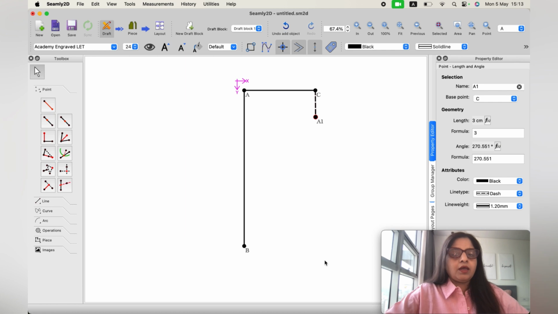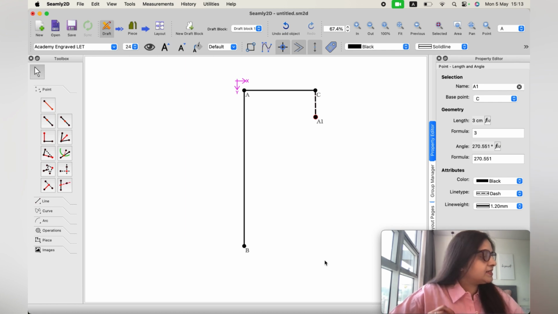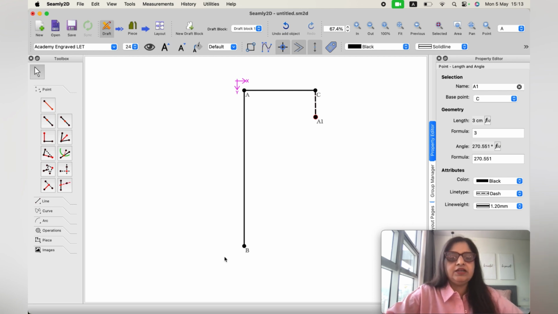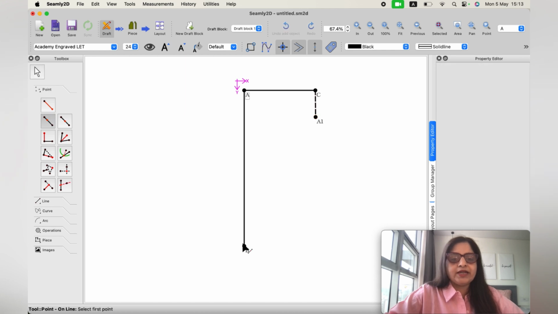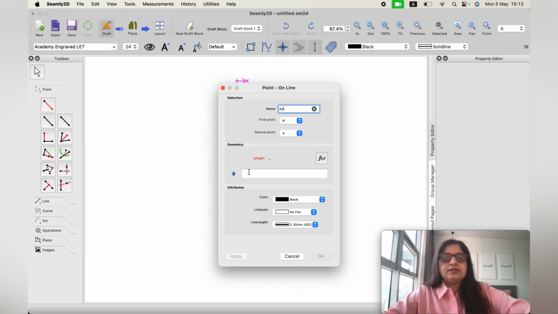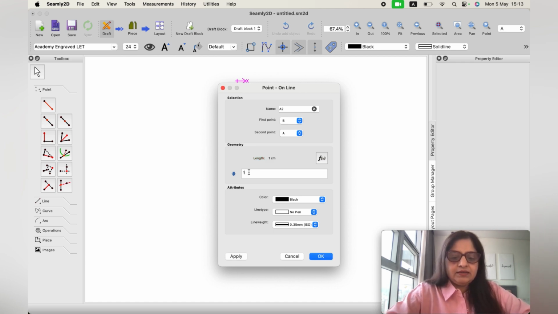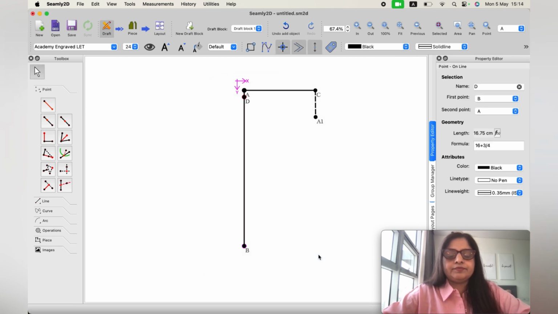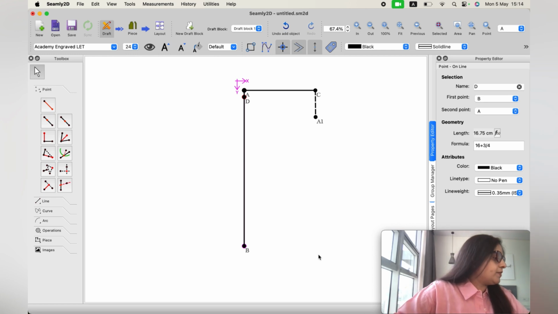Now the next one is center back length, which is 16 3/4. So it is here. I'll take the point along this line. It is 16 plus 3/4. Okay, and this is my point D. Yeah.